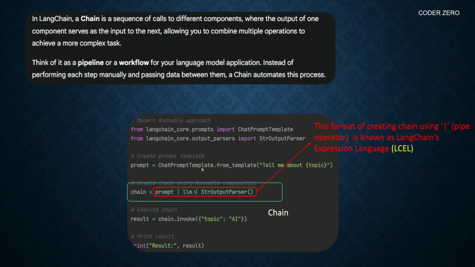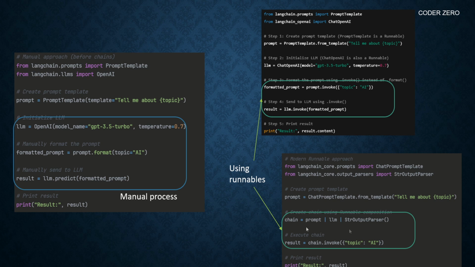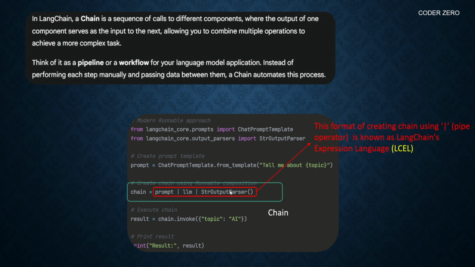If you look at this example here, this is one component, this is the second component, and this is the third component. We have seen this example earlier. You can see that without chains we need to write code like this. We need to deal with each component manually, and with chains this entire thing becomes a single line, and then we use that chain to do the invoking here. This format of using the pipe operator to create chains is known as LangChain's expression language, or LCEL.